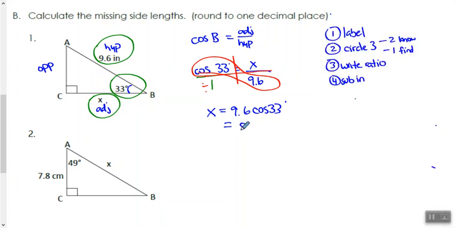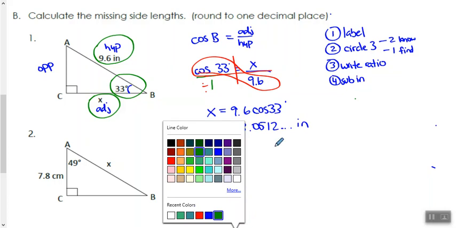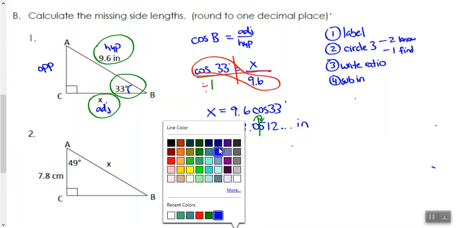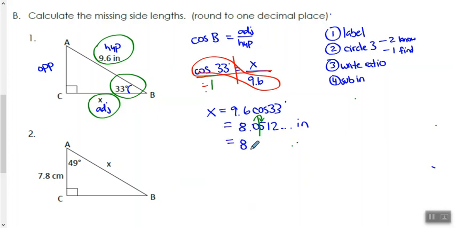So 8.0512, and then we're in inches, and we will round that to 1 decimal place. Okay, so here, one decimal place there, take a peek over the wall. We're going to have to round that up to 8.1 instead of 8.0. So 8.1 inches. Okay, so after substituting in, we solve, and then don't forget units.